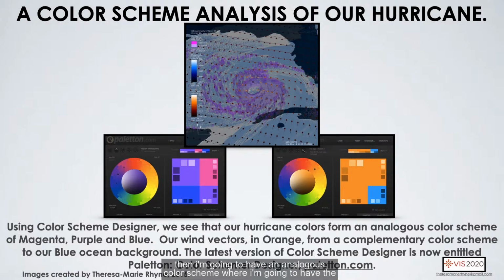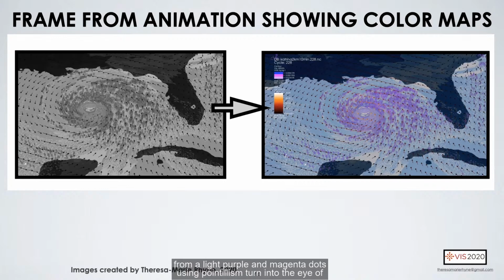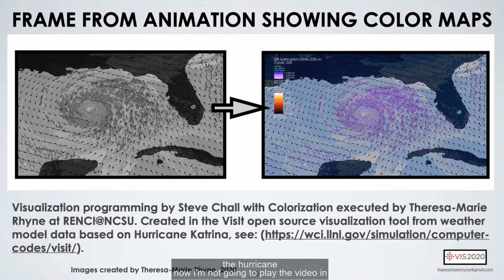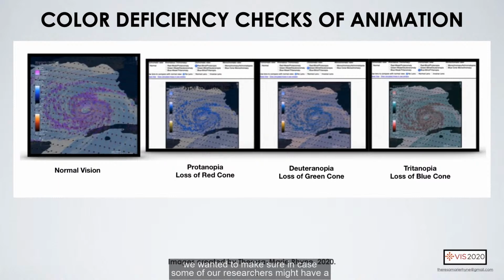So I'm going to use a complementary color scheme. Then I'm going to have an analogous color scheme where the magenta and blue come together and mix the eye of the hurricane into purple, and that hurricane is going to evolve. I'm going to show the evolution of that visualization turn from light purple and magenta dots, using pointillism, into the eye of the hurricane. Now, I'm not going to play the video in this particular example, but this is actually how the visualization was done.